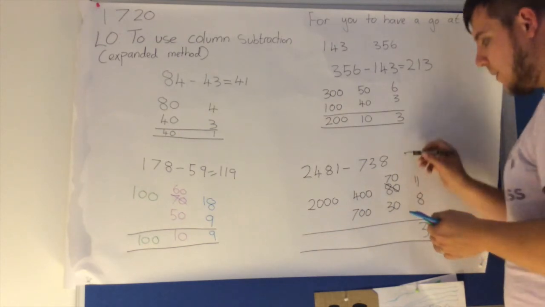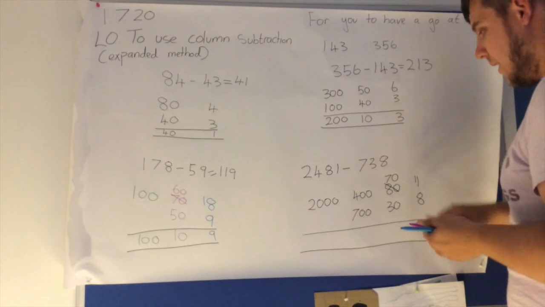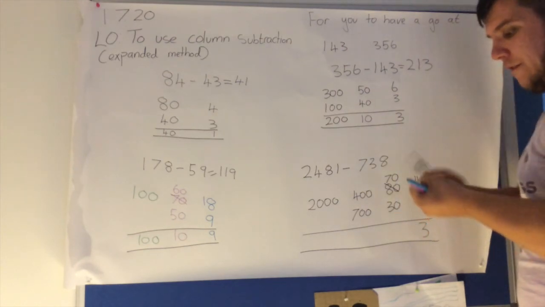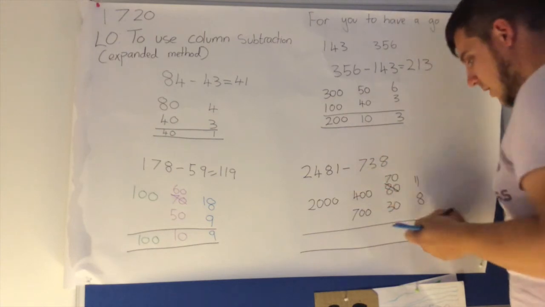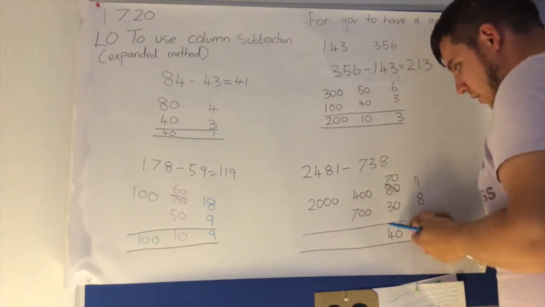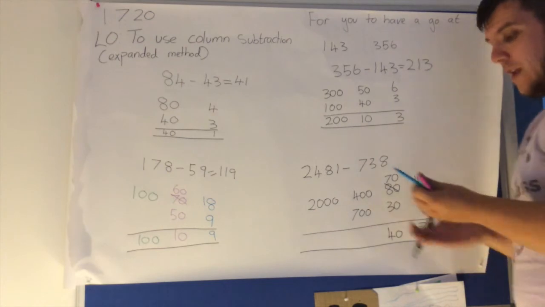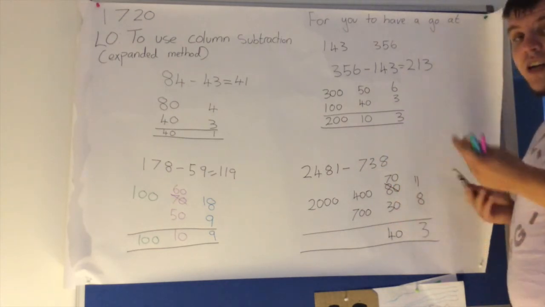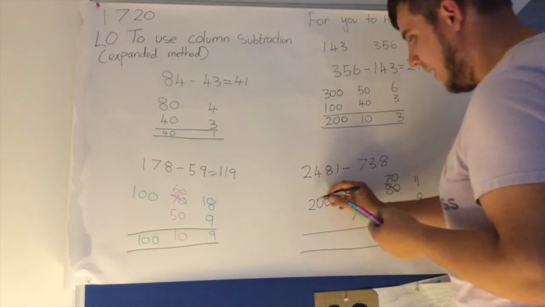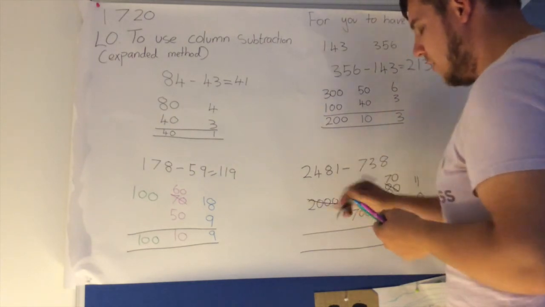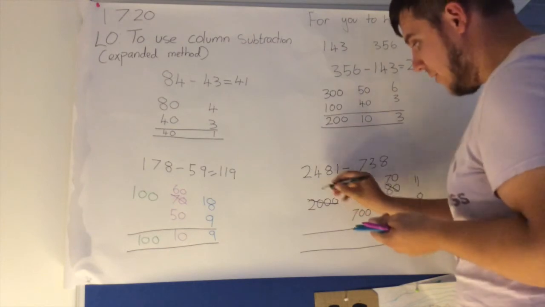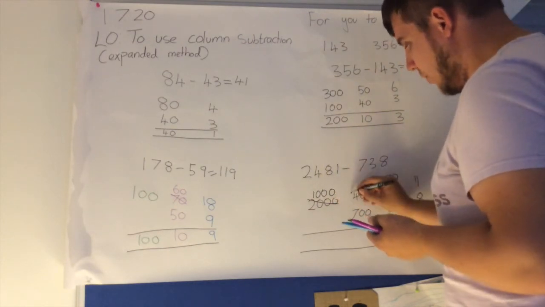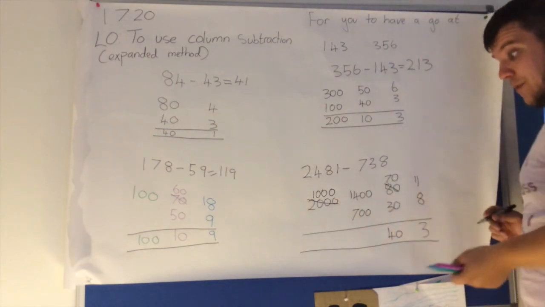Okay, moving on to my tens column. 70 take away 30. 30 to get to 70, what have I got to add on to that? 30, 40, 50, 60, 70, so I'm adding 40. So 70 take away 30 is 40. Now, 400 take away 700. I can't do it, so I'm going to do it exactly the same way. 2,000, but this time I'm going to steal 1,000. It's going to become 1,000. And 400 is going to become 1,400.